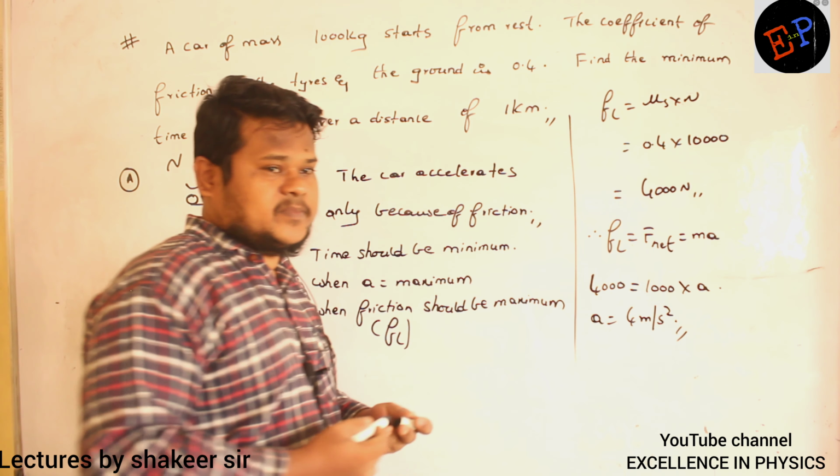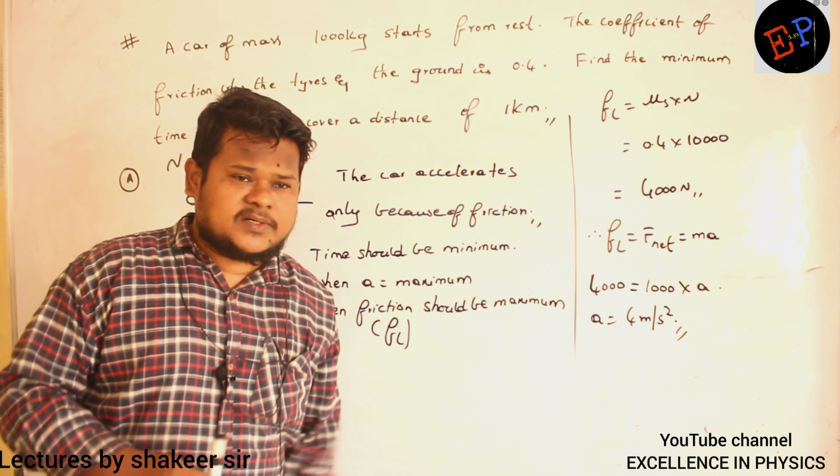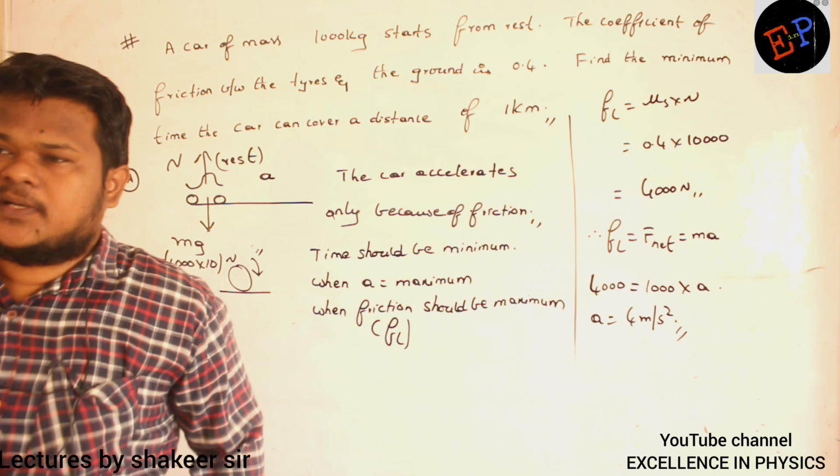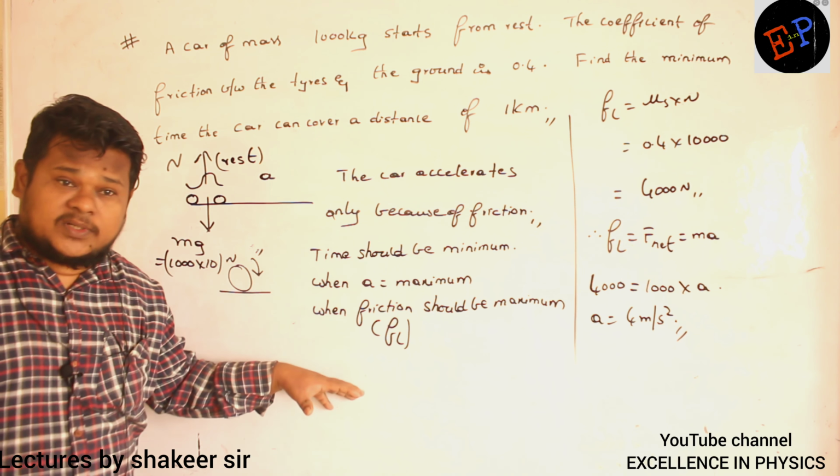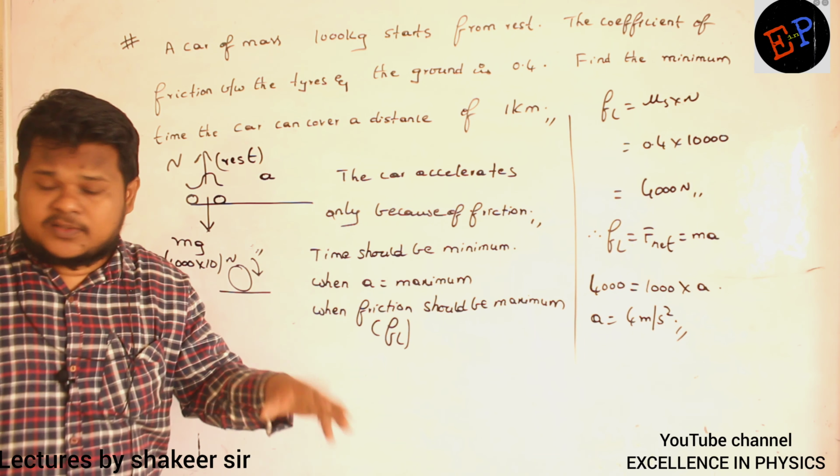Are you able to understand me? So what do you understand by 4 meter per second square? So on this ground, car can accelerate only with an acceleration of 4 meter per second square.